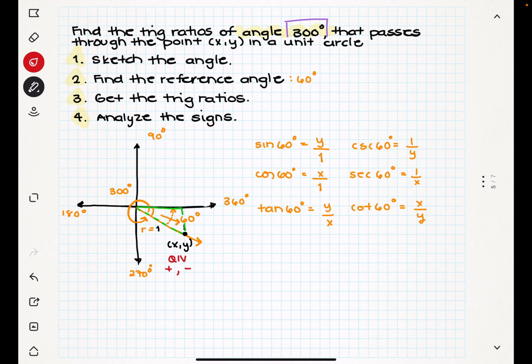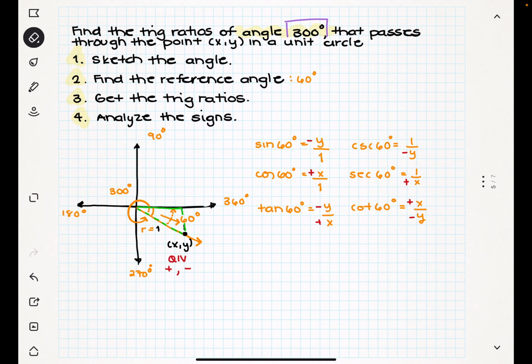So my y is negative, so sine of 60 is going to be negative. My cosine is positive, so I'll just leave it like that. My tangent is going to be a negative y and a positive x. My cosecant is going to be a negative y. My secant is going to be a positive x. And on this one, I'm going to have a positive x and a negative y.